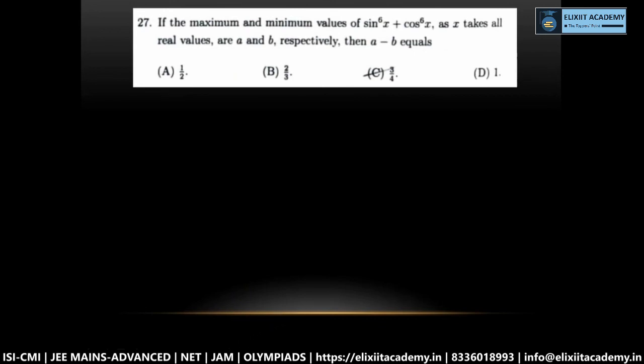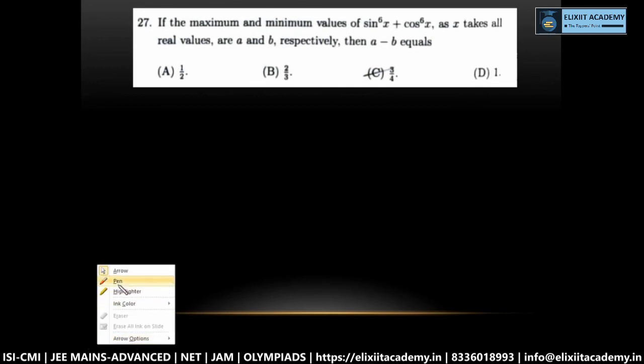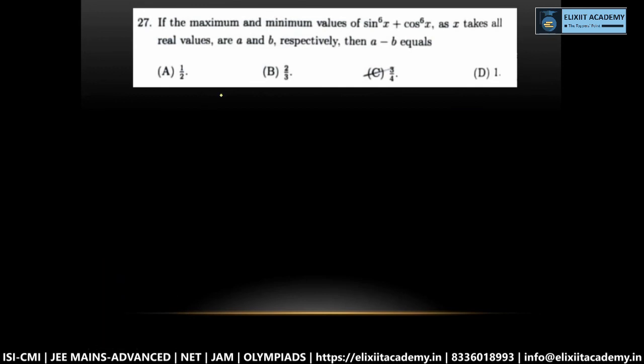27. Let's see what this question is saying. The maximum and the minimum values of sine to the power 6x plus cos to the power 6x. I have done this question quite a few times. It's a very common question. First we'll find the maximum value and the minimum value.